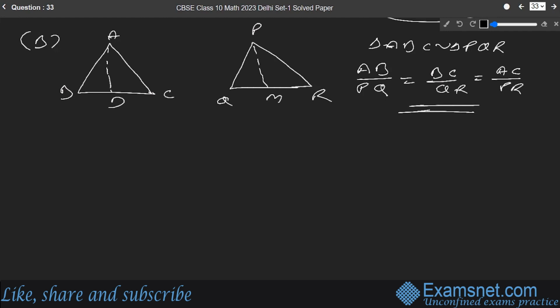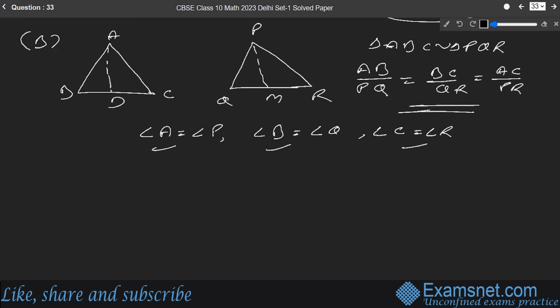One more thing that we can derive from this property is angle A is equal to angle P. Similarly, angle B is equal to angle Q, and angle C is equal to angle R. Why can we say that? Because the two triangles are similar, so each corresponding angle is equal to the other. So this is what has been done.